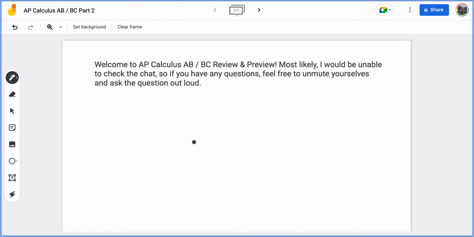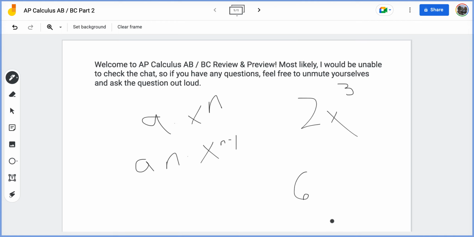I'm going to introduce those formulas here. The first major one is the power rule. The power rule states that if you have an expression in the form a times x to the power of n, for example 2x cubed, the derivative would be a times n times x to the power of n minus 1. In this example, we take the 3 down, so that becomes 6, and then x, and we reduce the exponent by 1. So 6x squared is the derivative of 2x cubed.